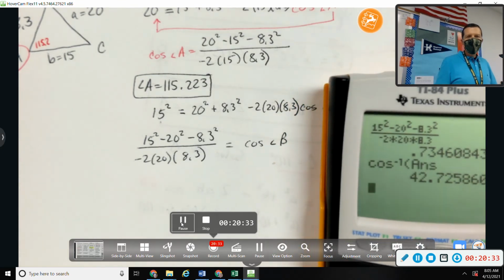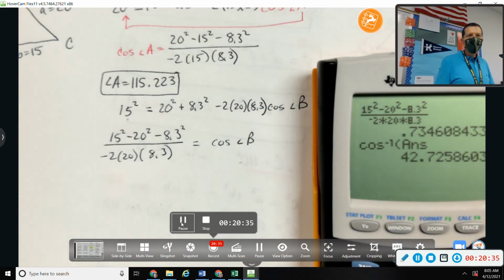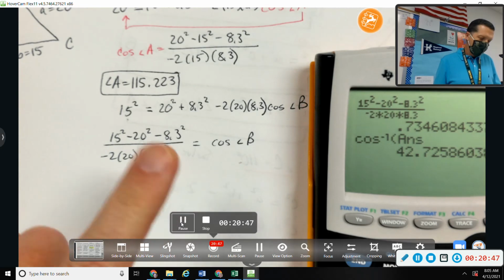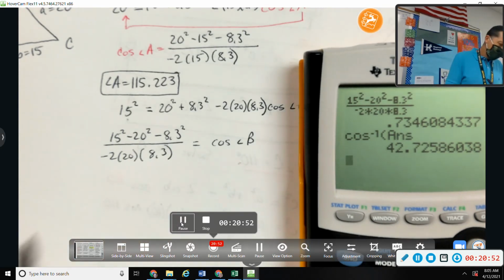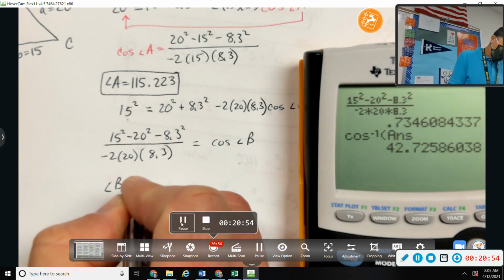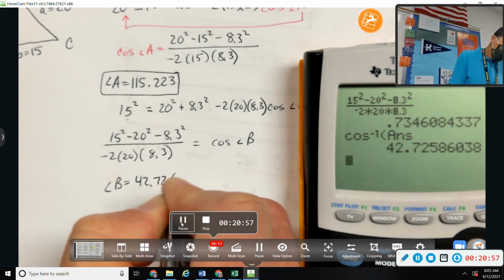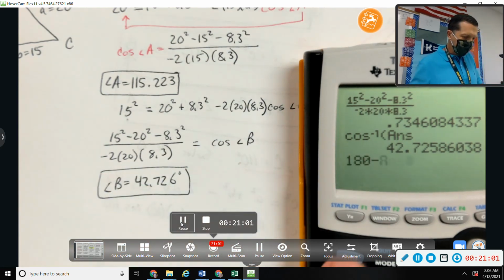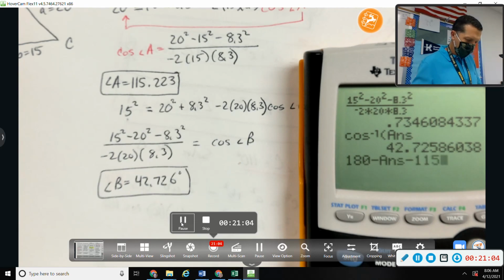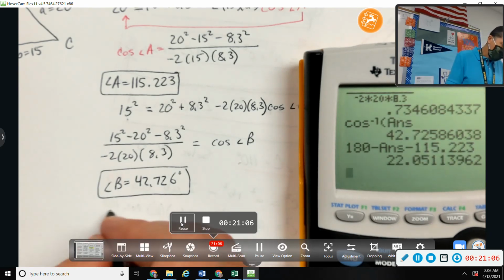So hopefully it looked something like that. The setup did. Move things around carefully, again, showing as much algebra as you need to show. I would probably show all of that because there's just a lot of pieces going on. So put that in the calculator with the fraction bar, inverse cosine of your answer. Angle B is 42.726. And then I can do 180 minus the 2 that I know to find the last angle.